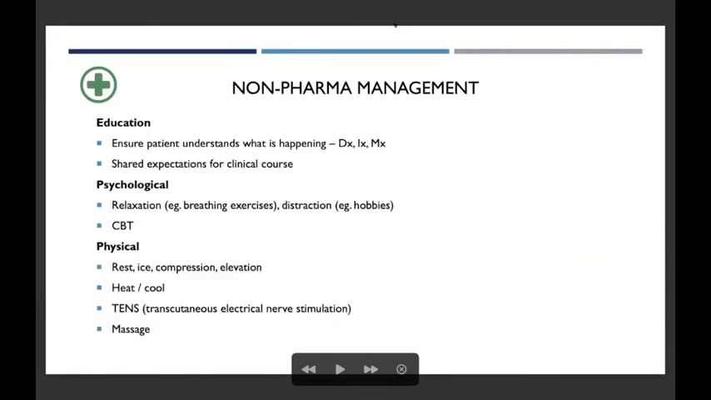In terms of management, a really good thing to start off with is educating the patient, psychological factors, and then physical factors. Pharma comes up a lot in terms of pain, but it's really good to start off at a baseline with non-pharma management. So ensuring the patient understands what's actually happening here. Why have they got this pain? What's the diagnosis? What are you thinking? What are the investigations that we're currently doing to think about it? And what have you done so far for them?